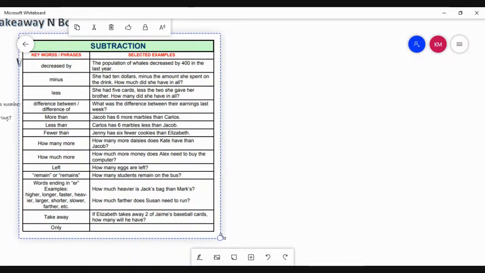So I would highly recommend that you guys look at these words and copy them down. If you have any questions, or if you need me to email them, place your email below and I'll definitely get this chart to you, along with all the other keyword and phrases charts, such as addition, multiplication, and division. So that way you know the keywords that you're looking for when you're subtracting, multiplying, adding, and dividing.